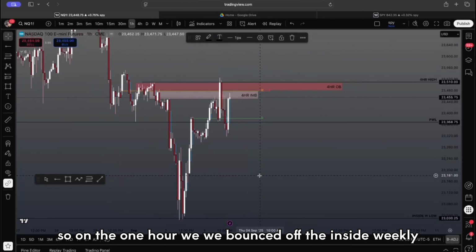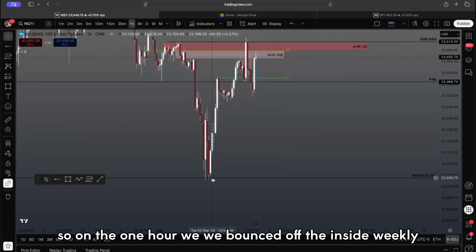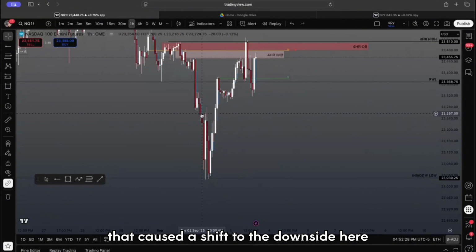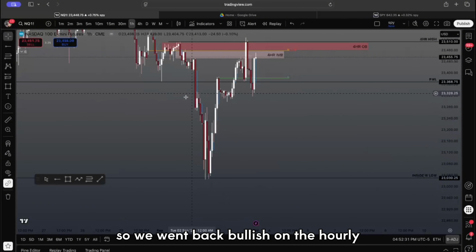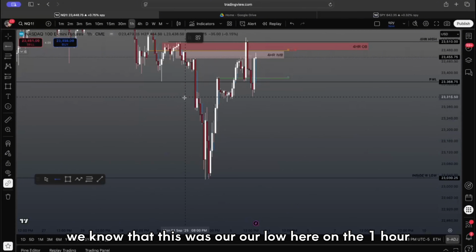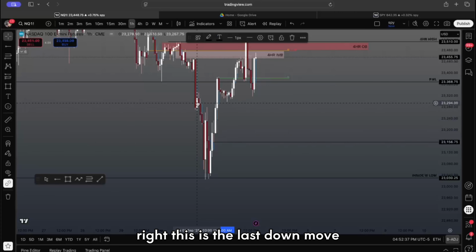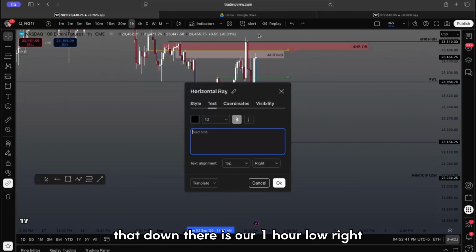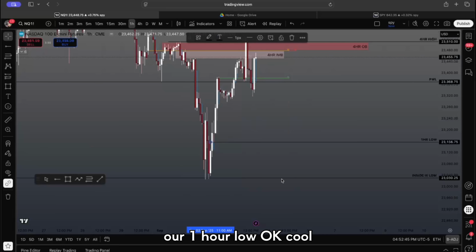Okay, so on the 1 hour, we bounced off the inside weekly, right? This was our last high that caused a shift to the downside here. So we went back bullish on the hourly. So we went bullish. We know that this was our low here on the 1 hour, right? This is the last down move that created the break above these highs with this candle. So follow that backwards. That down there is our 1 hour low, right? Our 1 hour low. Okay, cool.